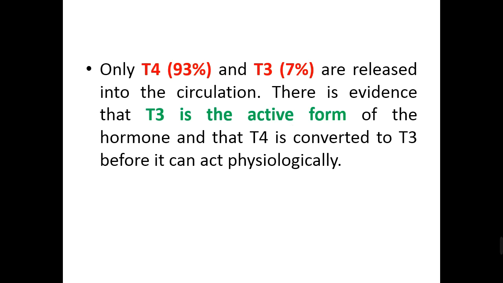Only T4 and T3 thyroid hormone will be released into the circulation in a percentage of 93% for the T4 and 7% for the T3. There is evidence that T3 is the active form of thyroid hormone and that T4 is converted into the T3 before it can act physiologically in our cells.